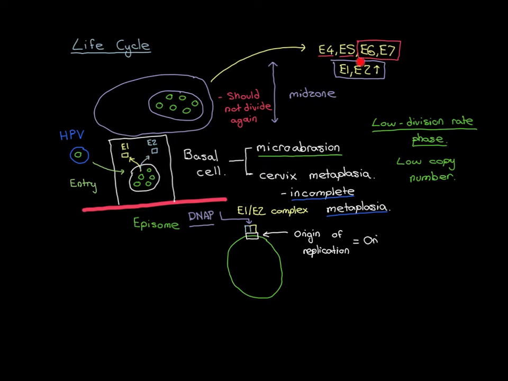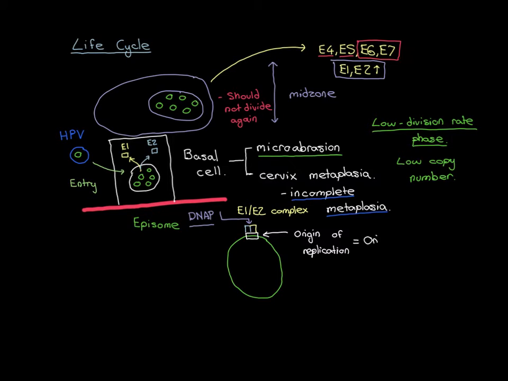E1 and E2's expression will also go up because if you're going to have a rapid rate of viral genome replication, you're going to need a lot of E1 and E2 because they are utterly necessary to be able to use the host cell DNA polymerase machinery to replicate the viral genome. So what we now want to see is how are E6 and E7 going to cause this cell here to start dividing even though it shouldn't be. And we're going to start the story with E7.